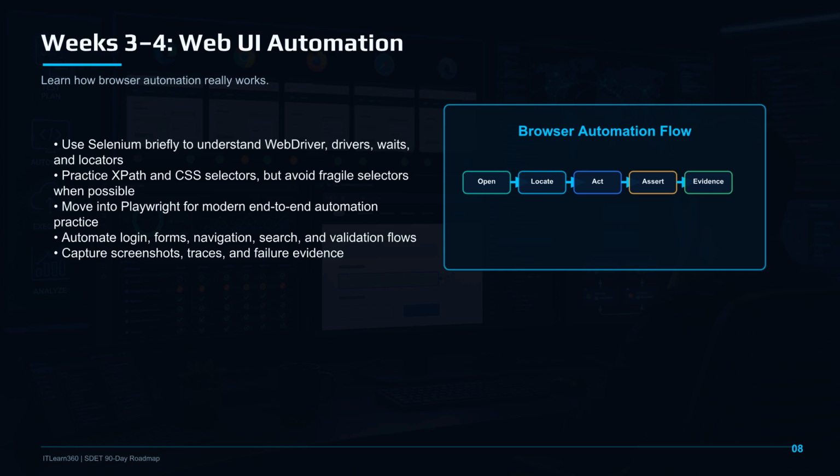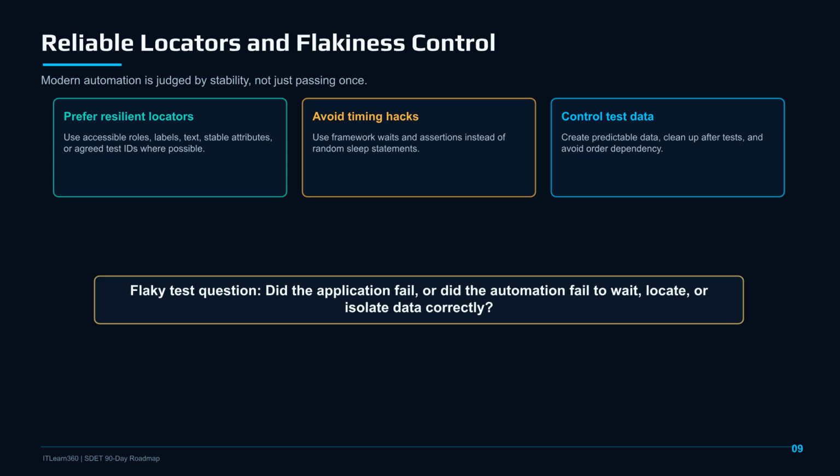Once you can automate a browser, the next challenge is making that automation reliable. Now that you can write UI automation scripts, let us focus on reliable locators and flakiness control. A test that passes once but fails randomly is not a strong test. Modern automation is judged by stability.